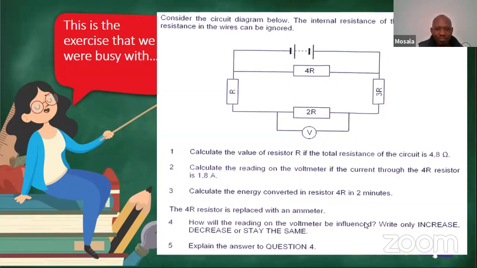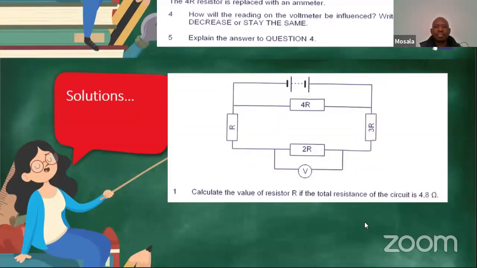And then there's this last question: the 4R resistor is replaced with an ammeter. How will the reading on the voltmeter be influenced? Only increase, decrease, or stay the same? Explain your answer for question 4. So let's see the responses.